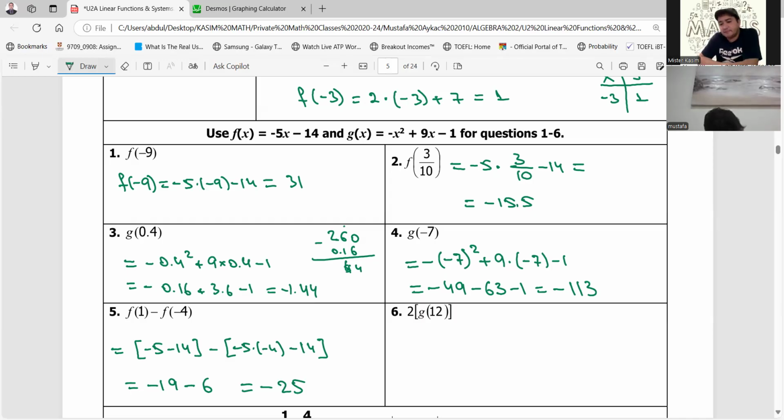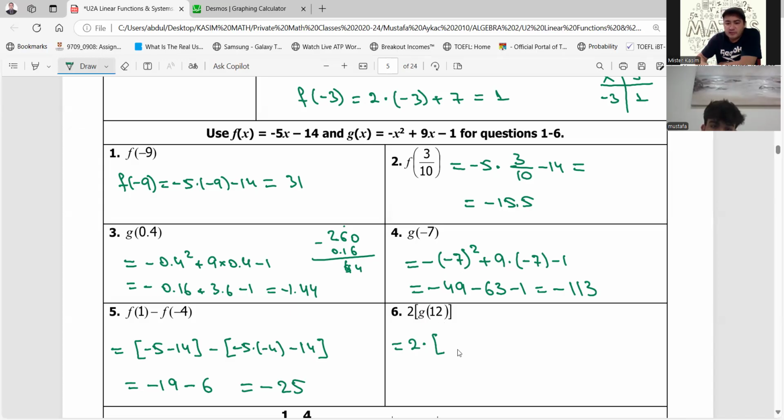Yes, Mustafa. 502? No. Why so big? Look, Mustafa, here we have two times, okay? I just keep it here. Now let's calculate what is g of 12.